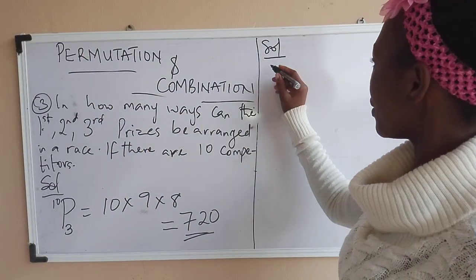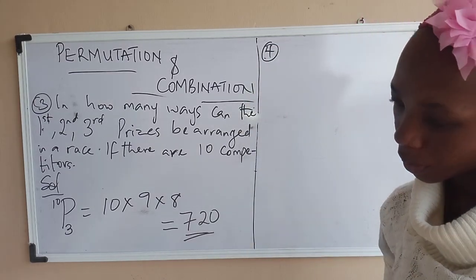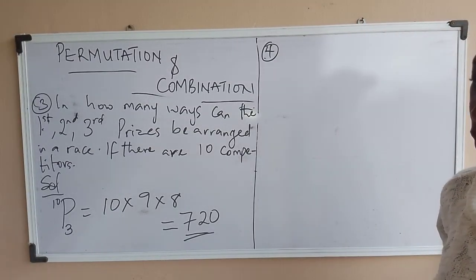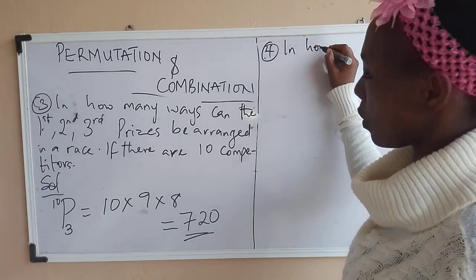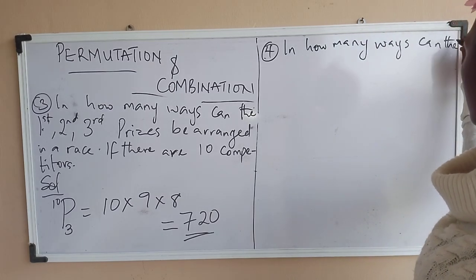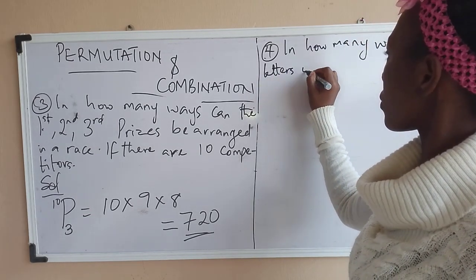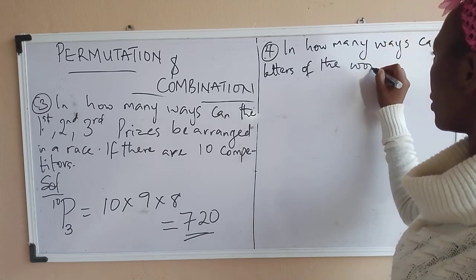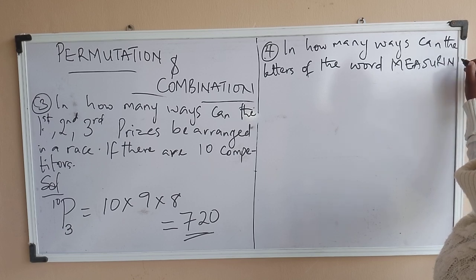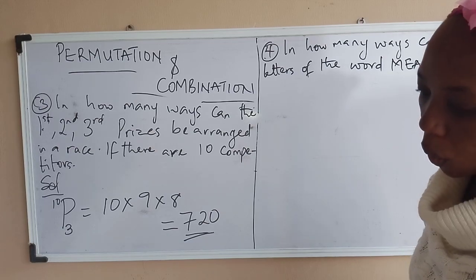All right, so number four, the fourth example for this permutation: in how many ways can the letters of the word measuring be arranged or permutated?